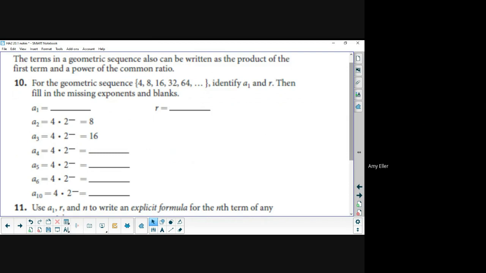Number 10. For the geometric sequence that we just talked about, or a similar one, 4, 8, 16, 32, 64, dot, dot, dot, going on forever. Identify A sub 1. First term, 4. Common ratio. You can tell by looking from 4 to the next term, you're multiplying by 2. That works all the way through.